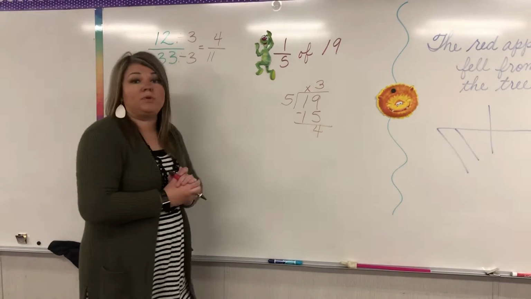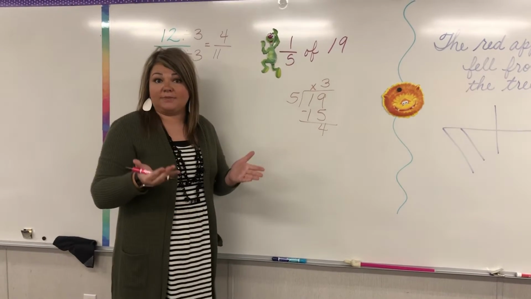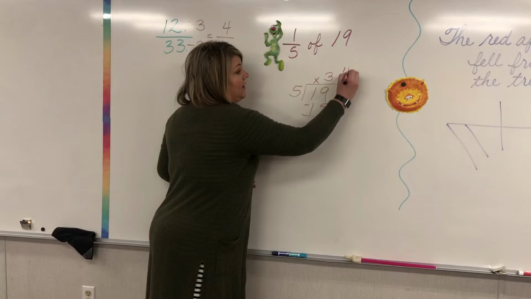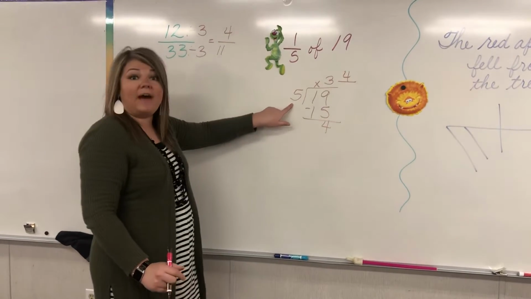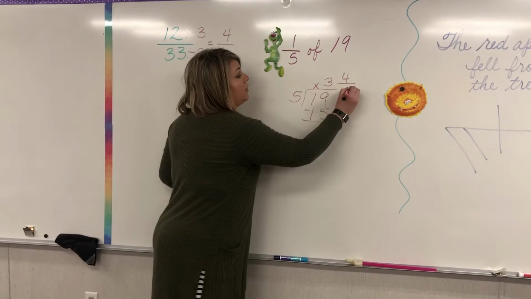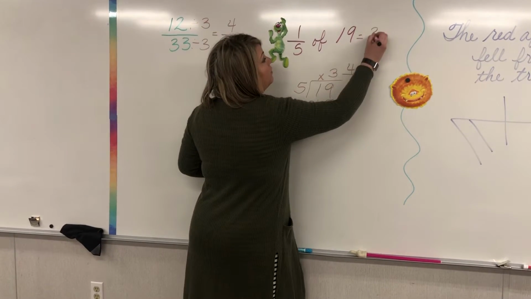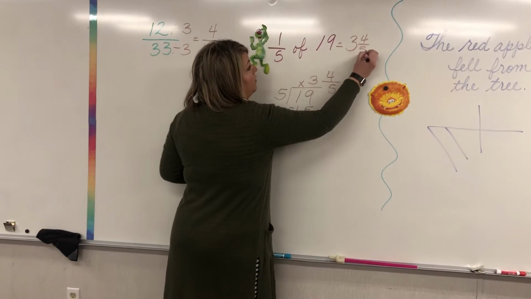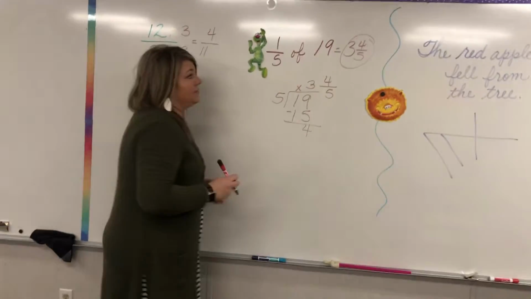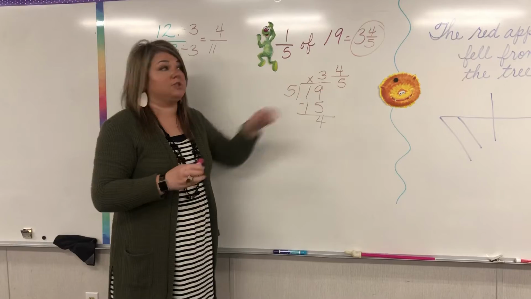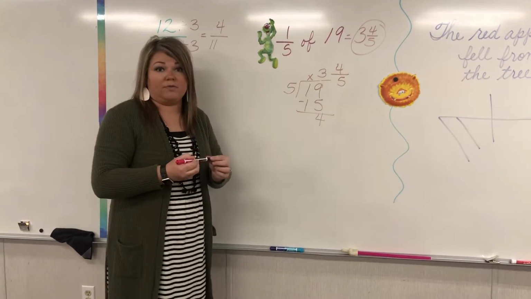Now, when we write our remainder as a fraction, you take your remainder and that becomes your numerator, and then whatever your divisor is, that becomes your denominator. So my answer would be 3 and 4 over 5. Sometimes you guys like to forget that whole number, but that's just as important as your fraction. So it would be 3 and 4 over 5.